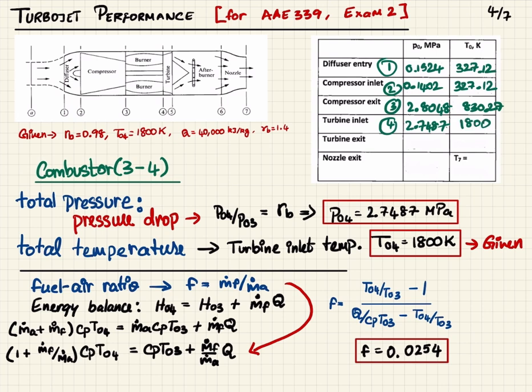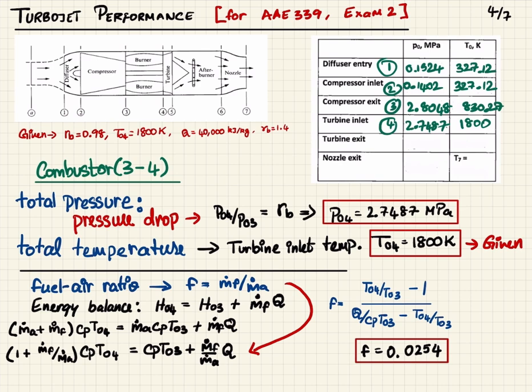The second part of this particular section in the combustor is determining the fuel-air ratio. Even though we're not asked to tabulate this, we need this information to solve for the next part of the problem. So the fuel-air ratio is simply the mass flow rate of the fuel to the mass flow rate of the air. You won't be given this equation on your equation sheet, but you can solve for this by doing an energy balance and deriving it that way.